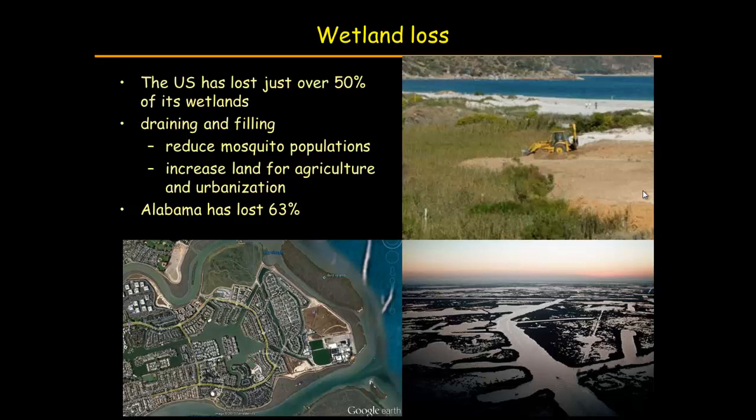Consequently, we have lost a lot of our wetlands in the U.S. Over 50% of the wetlands have been lost at the national scale, at the U.S. scale, and that is also true in Alabama. Now, we have lost wetlands due to draining and filling them. You see some examples of this on the screen here.